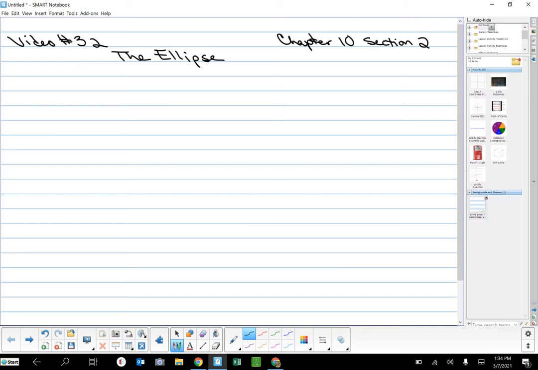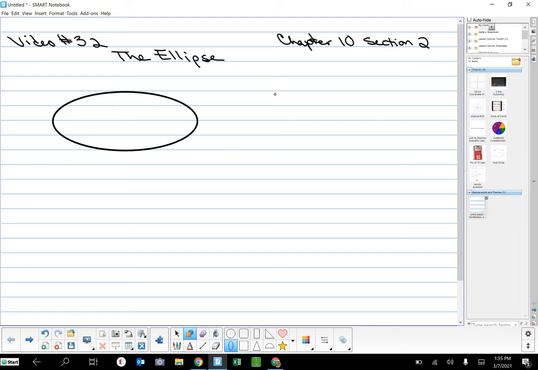Remember, an ellipse is essentially an oval, and we can have an ellipse with different orientations. So this has a lot more information than a circle, because we can have an ellipse with this kind of orientation, or we can have an ellipse with this kind of orientation, and different things happen based on that orientation. So let's talk about these guys.